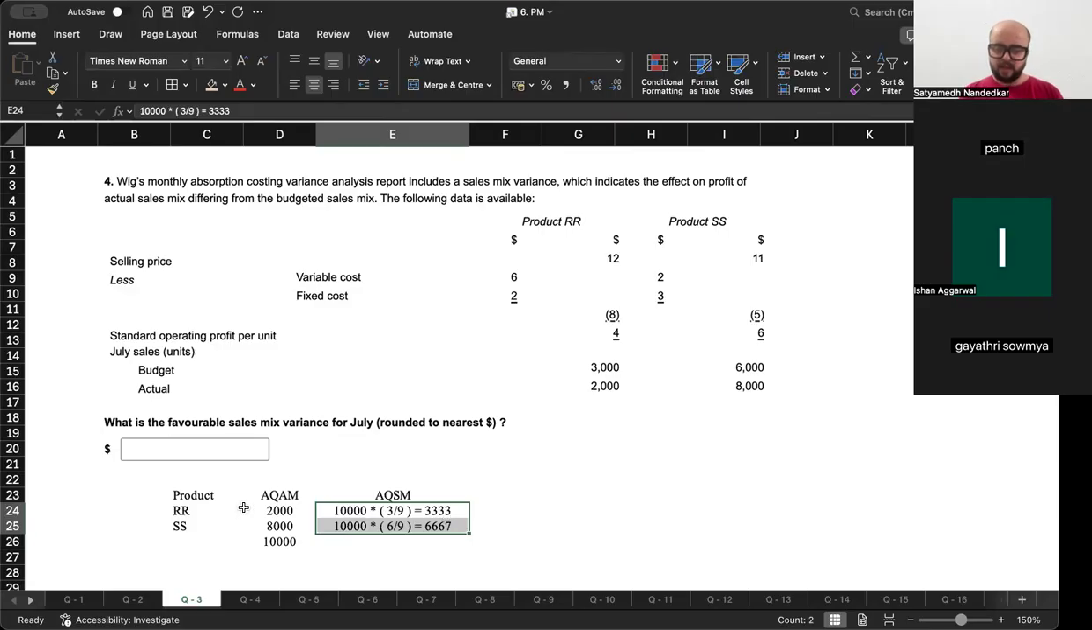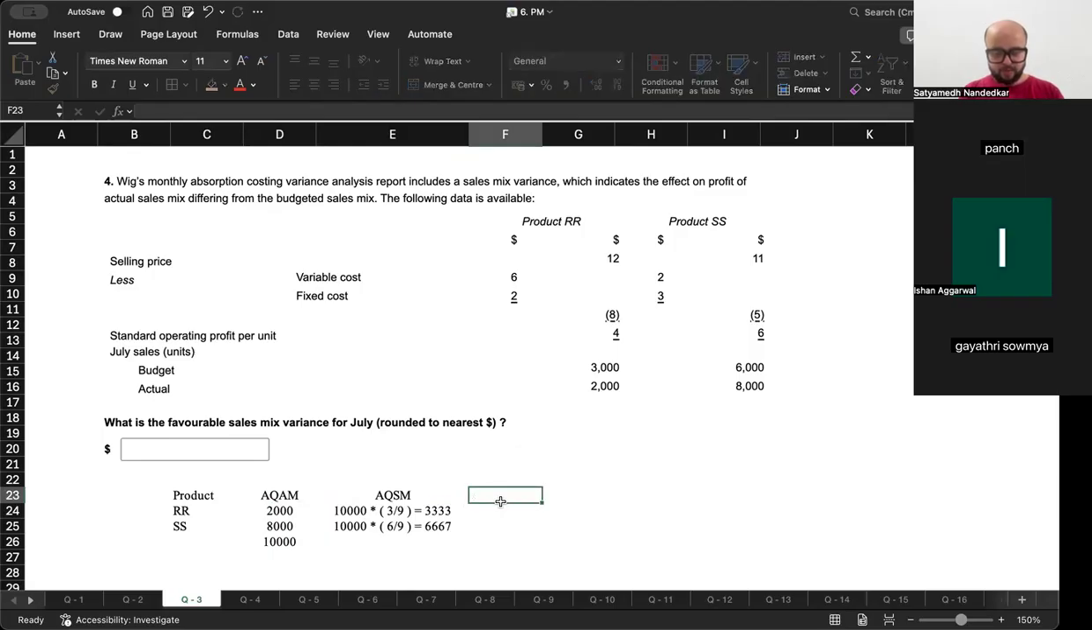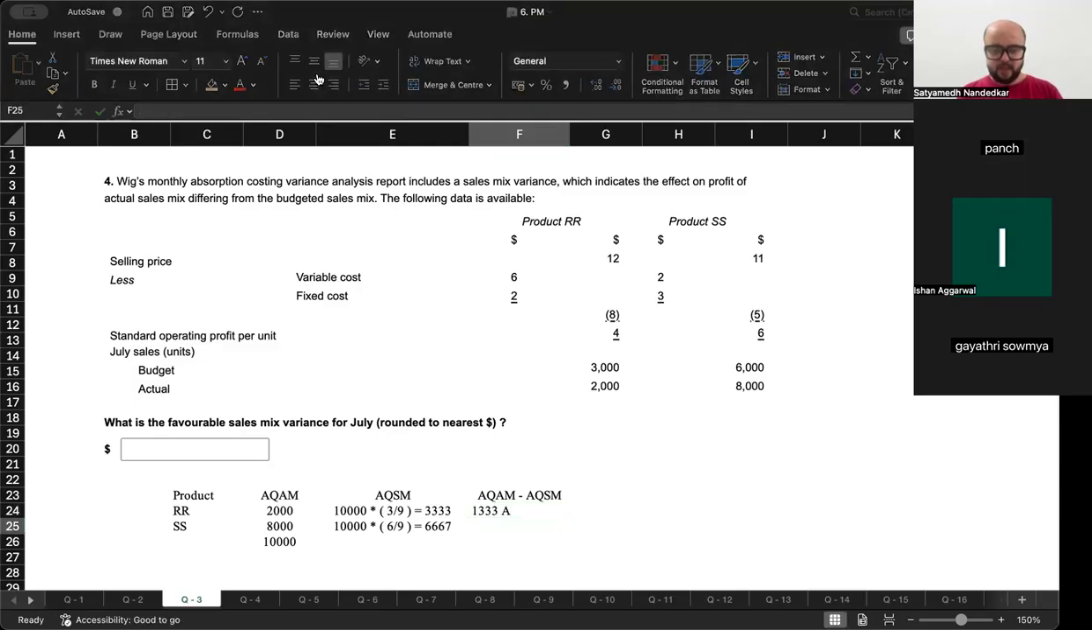Now you should have sold 3333 units of RR. You ended up selling only 2000 units of RR. So actual quantity actual mix minus actual quantity standard mix. You ended up selling 1333 units less as compared to budgeted. This was an adverse variance. And here you ended up selling 1,333 units more than the standard formula, the standard recipe you call it. So you sold more units. Where you sell more units, naturally the variance is favorable.